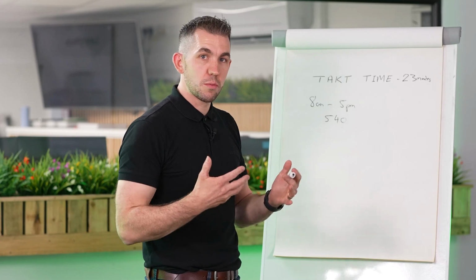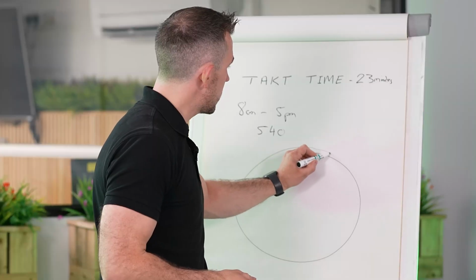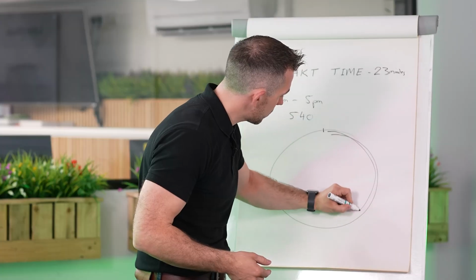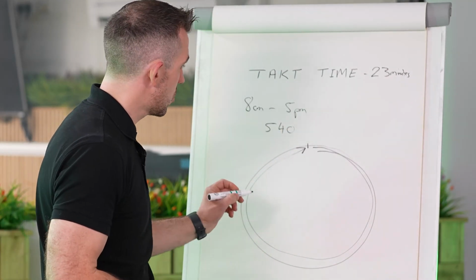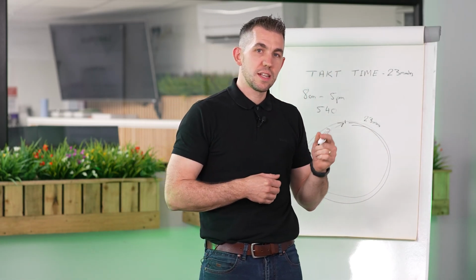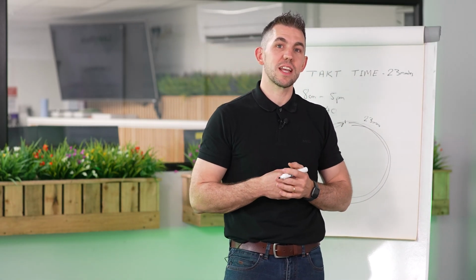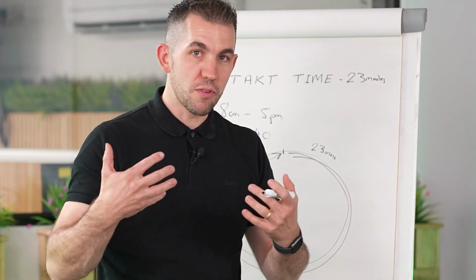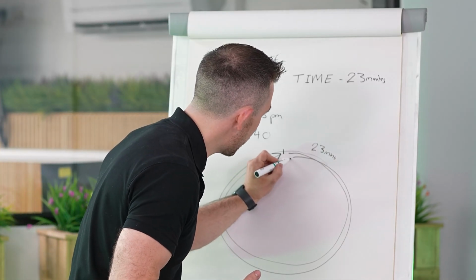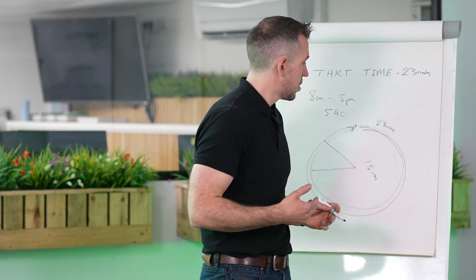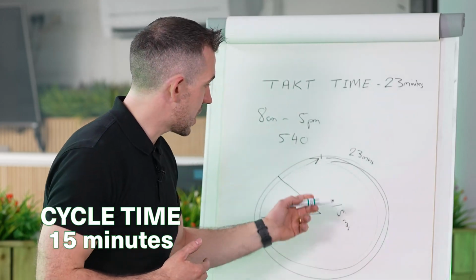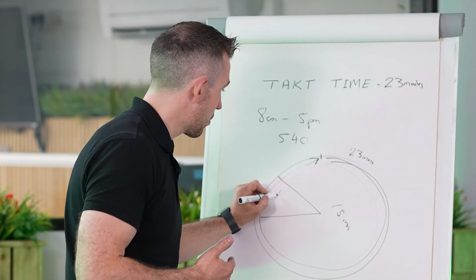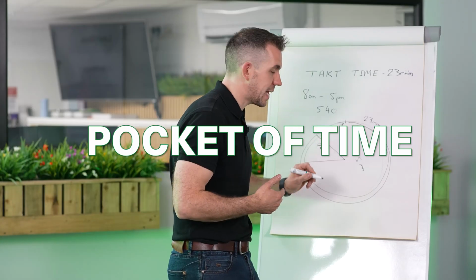To make this more visual, I'm going to draw a diagram. If we imagine that this is the Takt Time of our company, and we're starting here, and our Takt Time is 23 minutes. But here's where it gets interesting. Takt Time doesn't necessarily mean cycle time. Cycle time is the time it takes you to manufacture the product. For some of our products, it only takes 15 minutes. So the cycle time is 15 minutes, but the Takt Time is 23 minutes. Therefore, there is an 8-minute gap, and we call that gap a pocket of time.